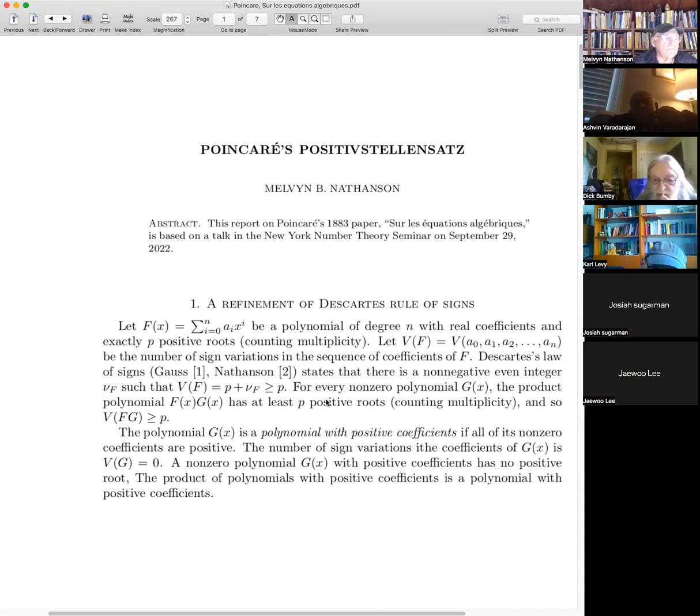And if you take this polynomial f, which has p positive roots, and you multiply it by any non-zero polynomial g, the product fg is not going to have fewer roots. So it's going to have at least p roots also. And so the number of sign changes, again, will have to be at least p.